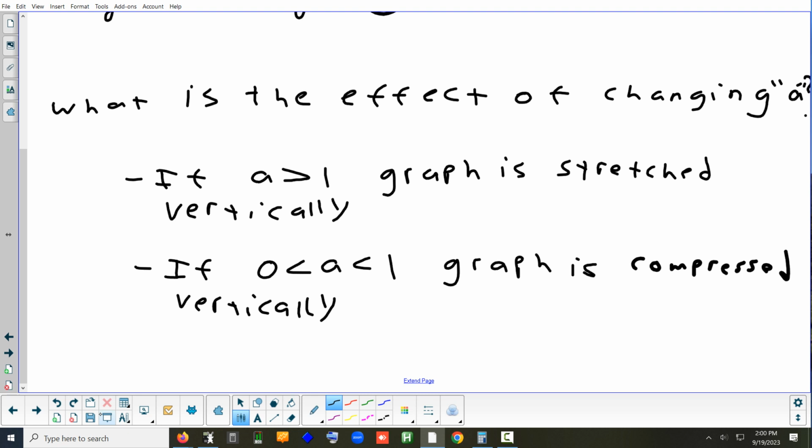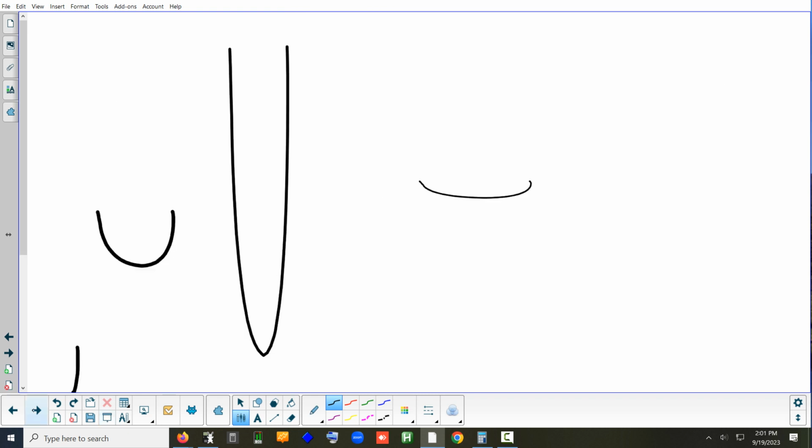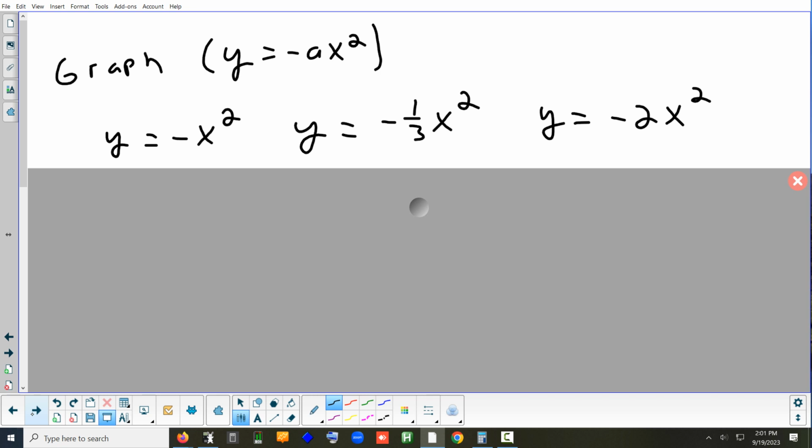Okay. All right, so now let's do two things. Let's not only put a number in front, but let's put a negative with it. These two things are separate. Same thing here. The 2, that's going to cause it to stretch, but the negative is going to cause it to do something else.